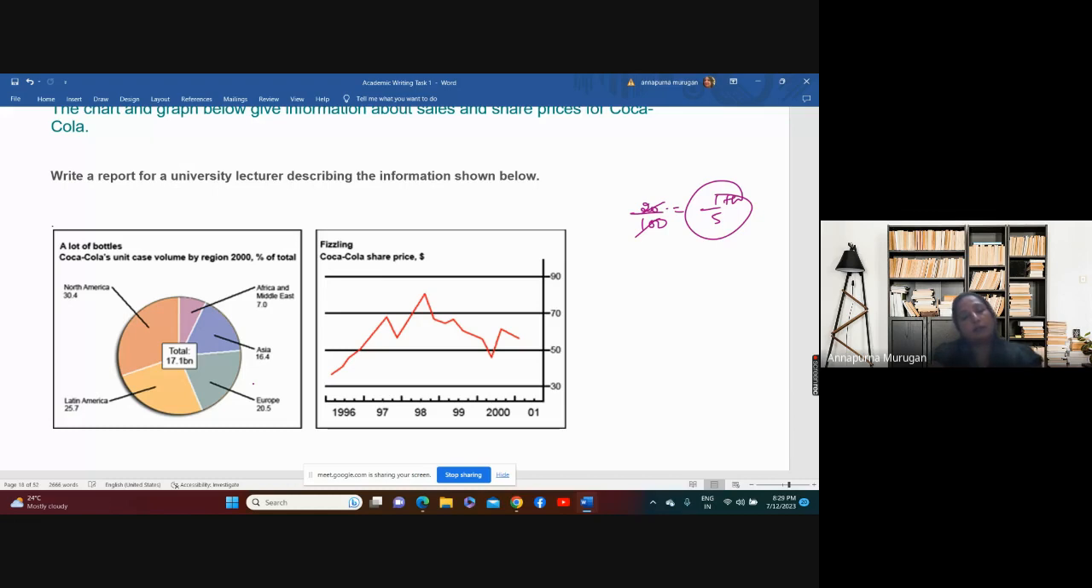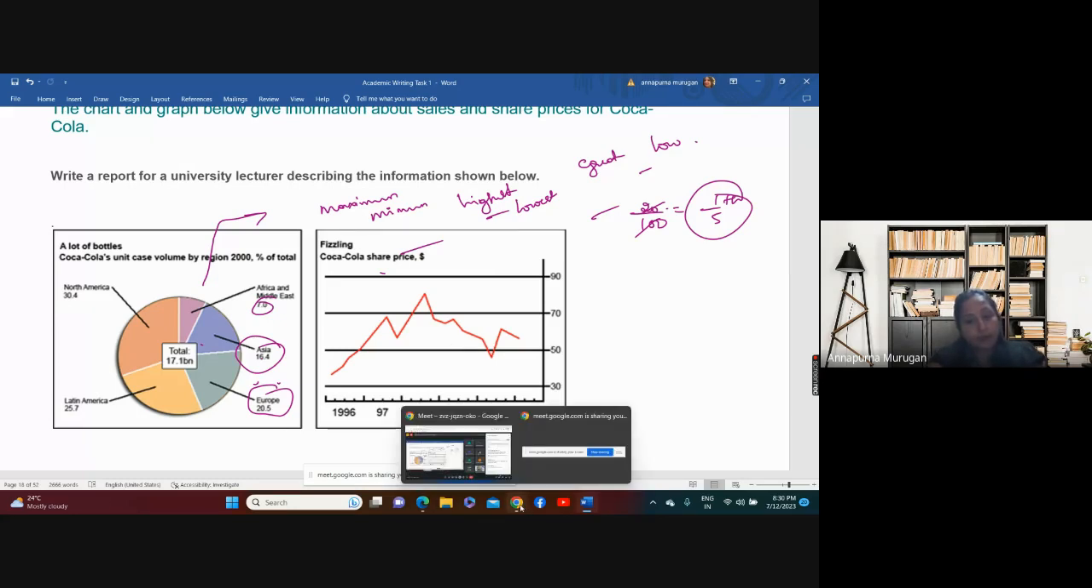That's it. It's all the same. We don't bother about what the numbers are; you need to bother only when you're comparing. So for this, you can use maximum, minimum, highest, lowest, great, low. These words you can use and present there. Getting it, guys? Vishesh, did you get it?